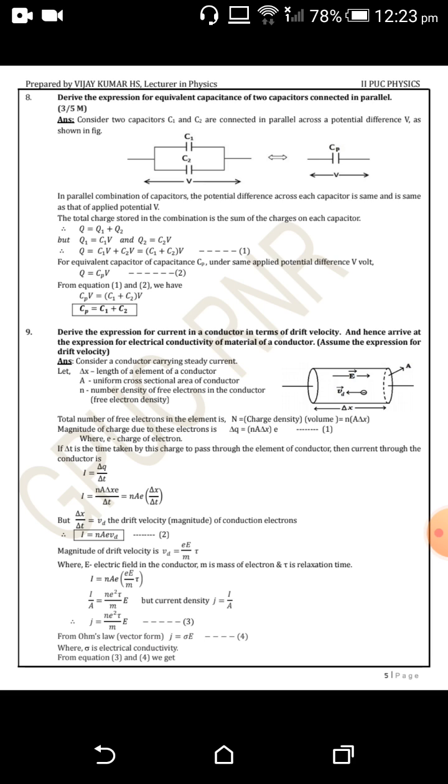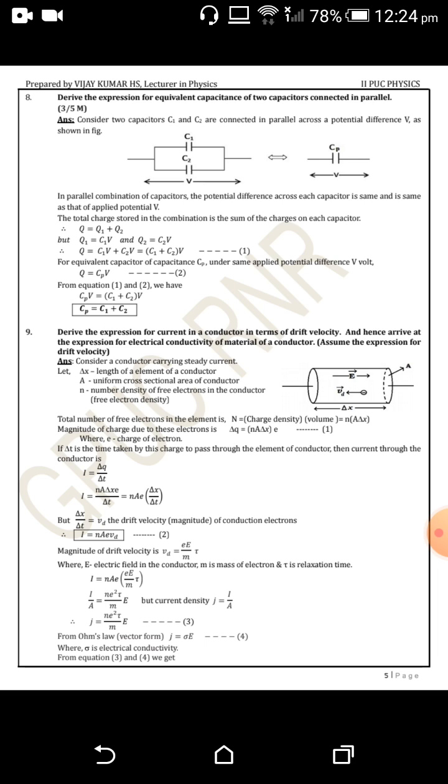Okay, so now what we are going to do is, small n is nothing but number density. Okay, so now in order to find the total number of free electrons in the element, as we know, you cannot directly calculate the number of free electrons present inside a conductor. So in order to calculate the total number of free electrons in the element, we are going to make use of N is equal to charge density into volume.